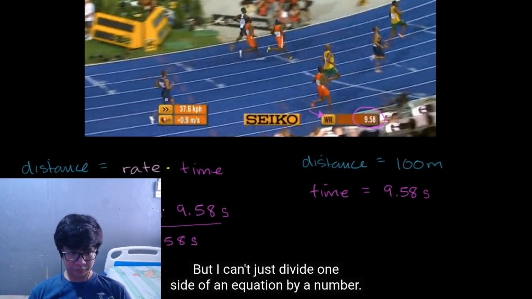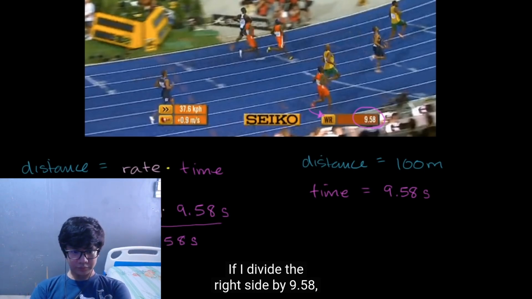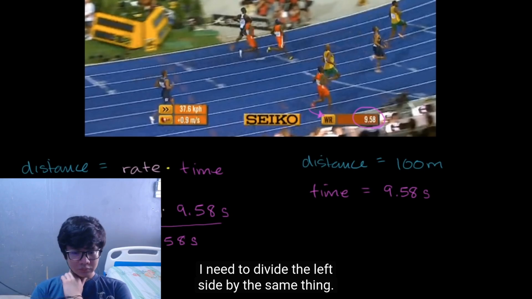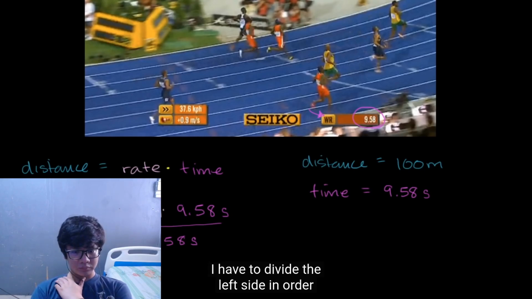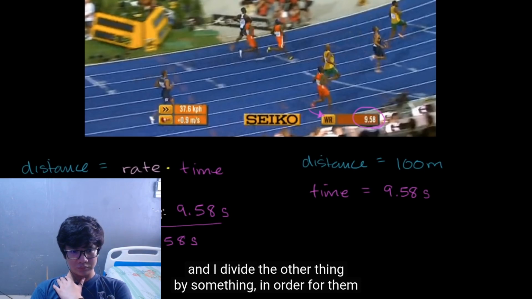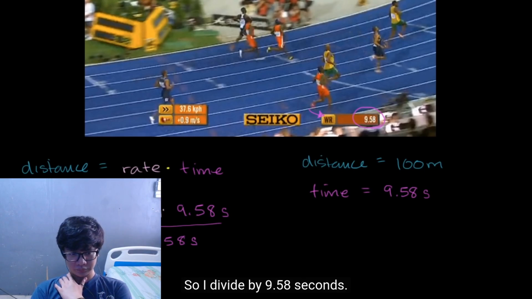But I can't just divide one side of an equation by a number. When we started off, this is equal to this up here. If I divide the right side by 9.58, in order for the equality to still be true, I need to divide the left side by the same thing. If I said one thing is equal to another thing and I divide the other thing by something, in order for them to still be equal, I have to divide the first thing by that same amount. So I divide by 9.58 seconds.